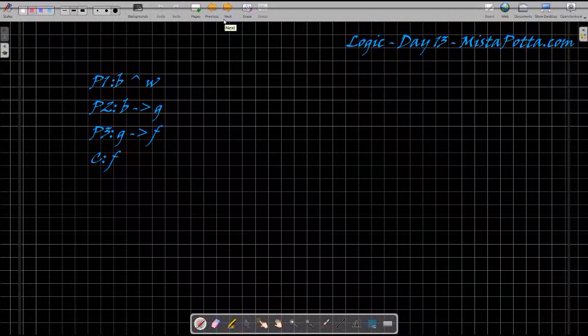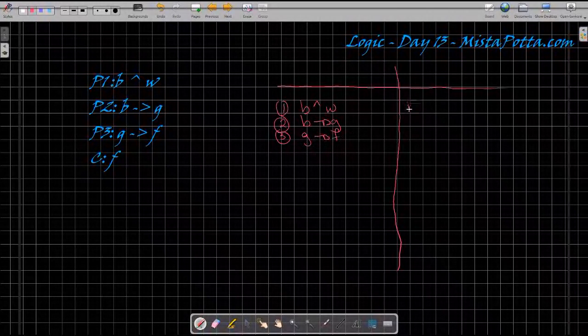So I have my argument here. I have B conjunction W. I have B conditional G. I have G conditional F. And then a conclusion of F. So I'm going to do my two columns, statements and reasons. And I'm going to list my premises. So I've got B conjunction W. I've got B conditional G. I've got G conditional F. And these are all premises.